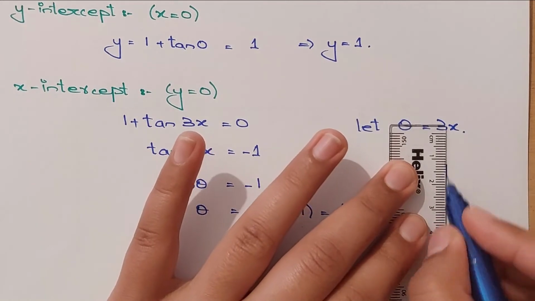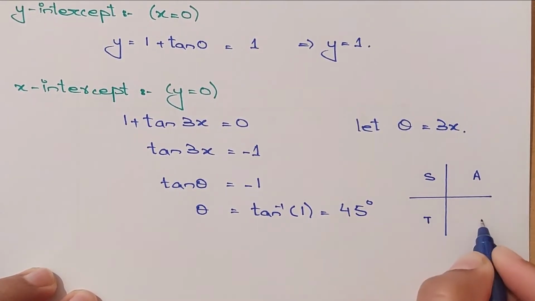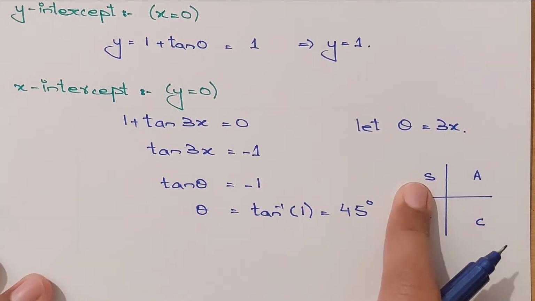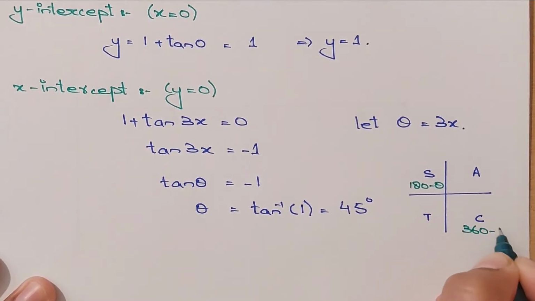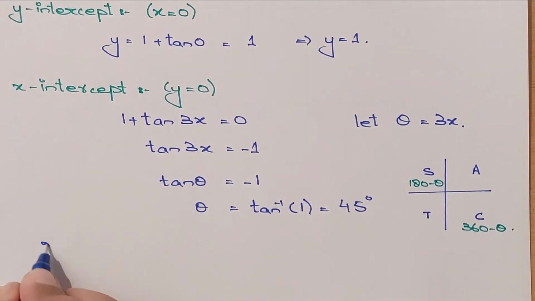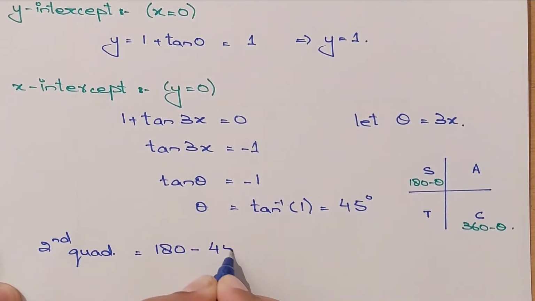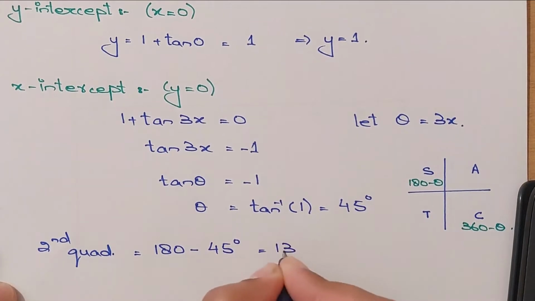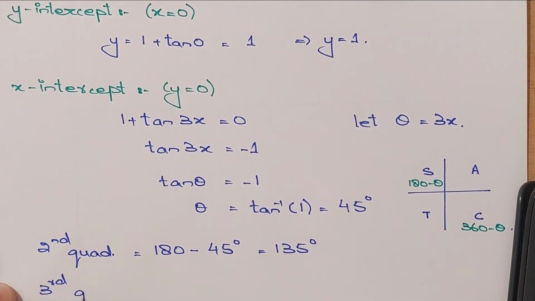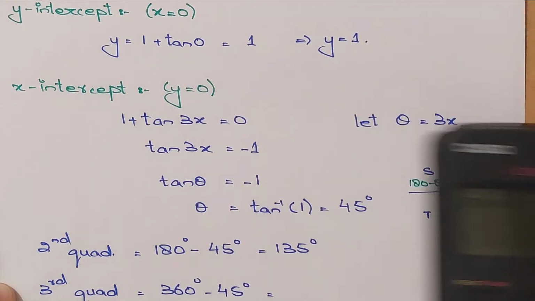Now let me check, tangent is negative in which quadrant? A, S, T, C. In the first and third quadrants, tangent is positive. It is negative in the second and fourth quadrants. For the second quadrant, we do 180 minus theta, and for the fourth we do 360 minus theta. So for the second quadrant, we have 180 minus 45 degrees, which is 135. And for the fourth quadrant, we have 360 minus 45 degrees, which is 315.